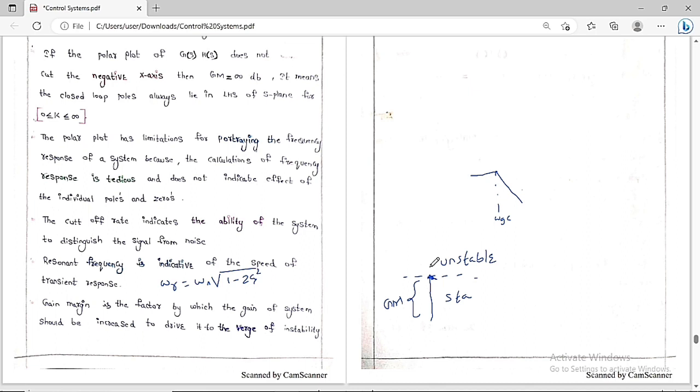Similarly, the phase margin also. Phase margin means this much amount of angle you should increase in order to make the system become unstable. So gain margin is a factor by which the gain of the system should be increased in order to drive it to the verge of instability.